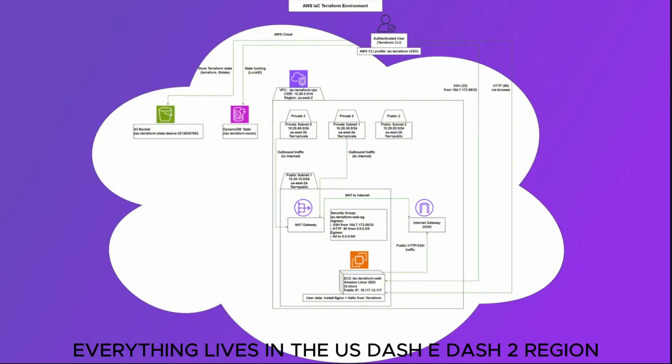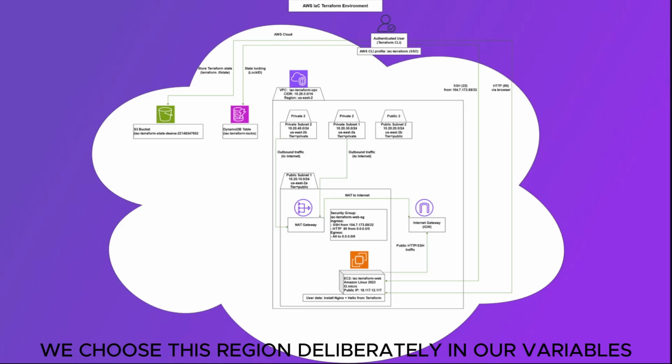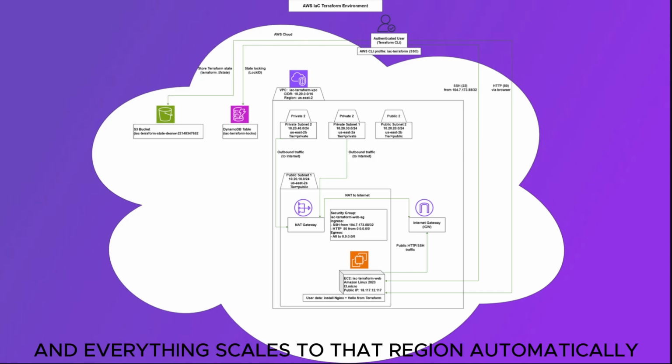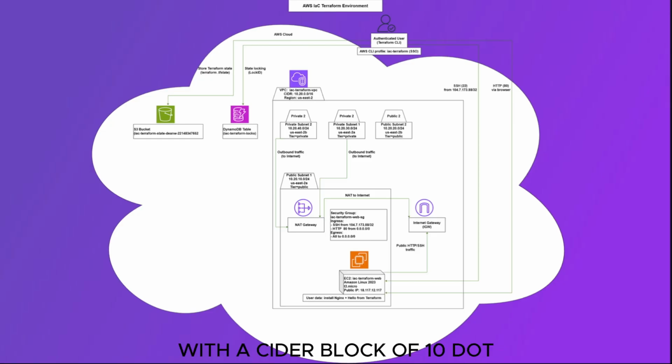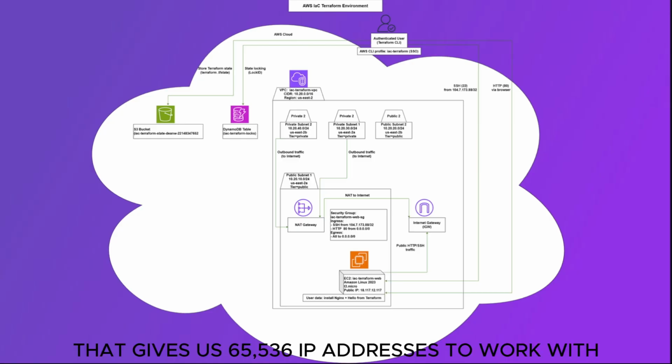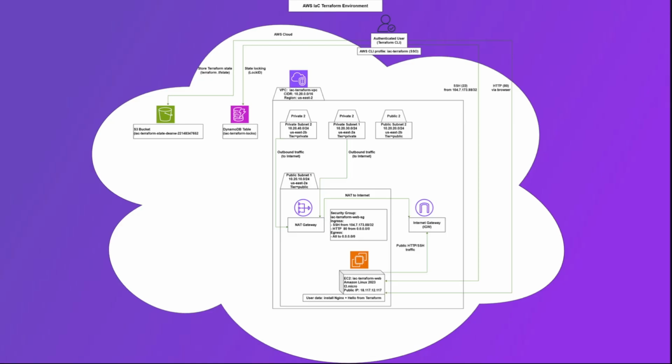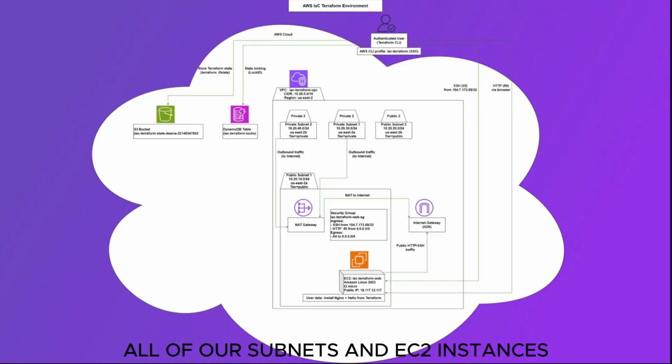Moving down, everything lives in the US-East-2 region. We choose this region deliberately in our variables, and everything scales to that region automatically. The main container is a VPC, Virtual Private Cloud, with a CIDR block of 10.20.0.0/16. That gives us 65,536 IP addresses to work with. All of our subnets and EC2 instances live within this private address space.